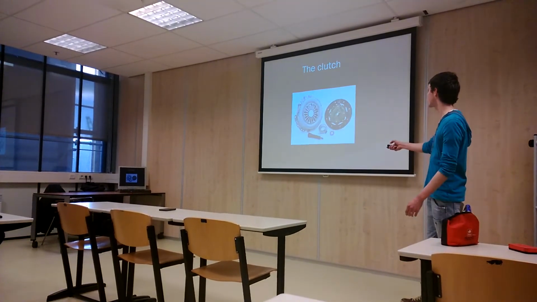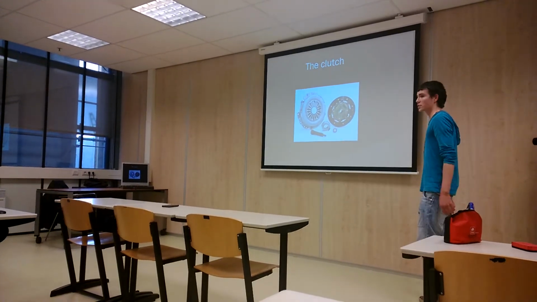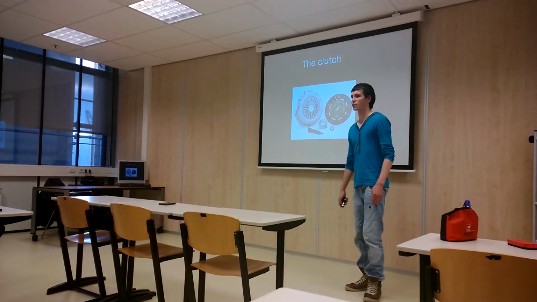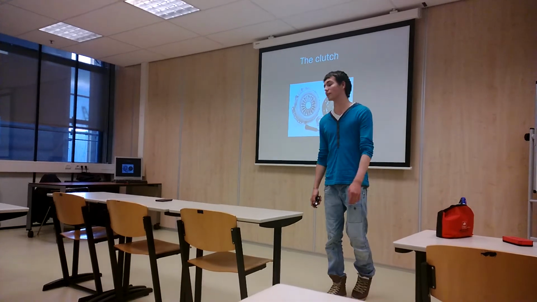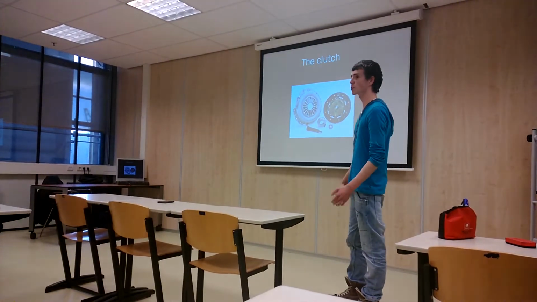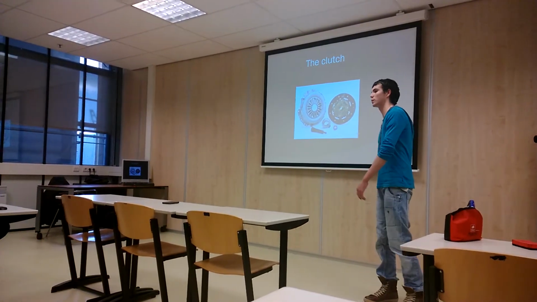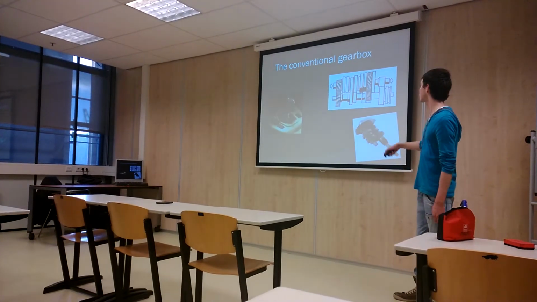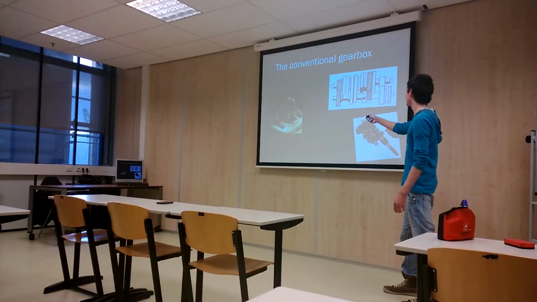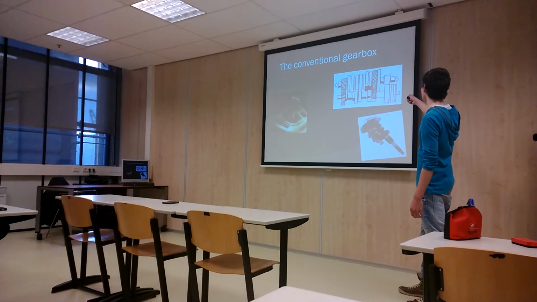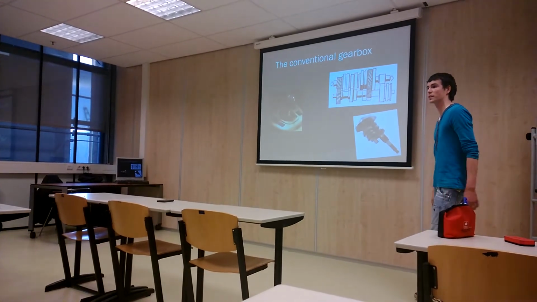First, it's time for the clutch. The clutch gives the driver the possibility to switch between the gear wheels, by breaking the contact of the engine with the gearbox. So here you see the conventional gearbox. Here's the input shaft. Here the output shaft. Output shaft is the prop shaft, I think everyone knows it.